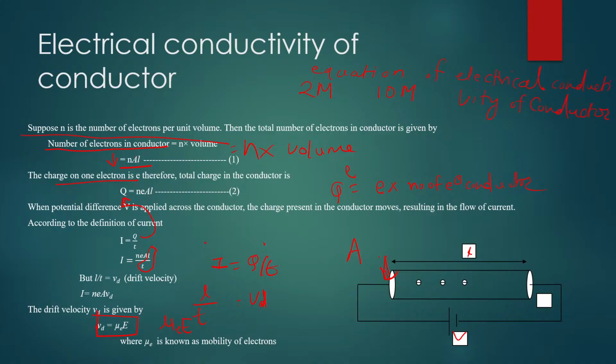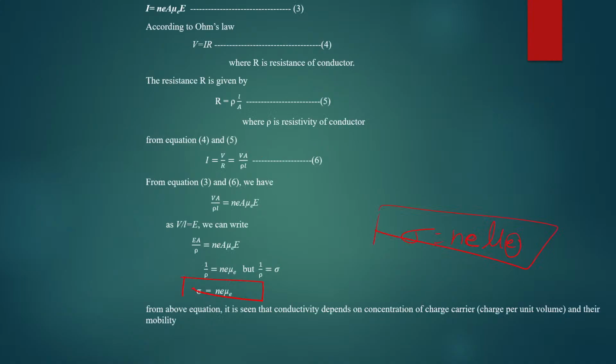ये आपको याद रखना पड़ेगा. v d is equal to mu E. That is important. And then our equation is like this: I is equal to n e A mu E.